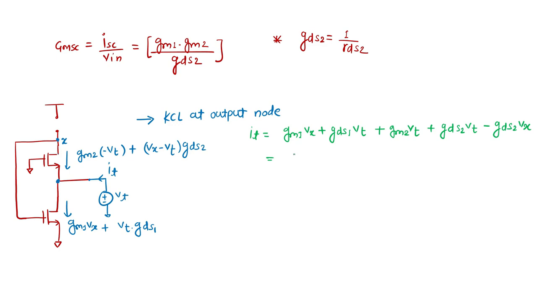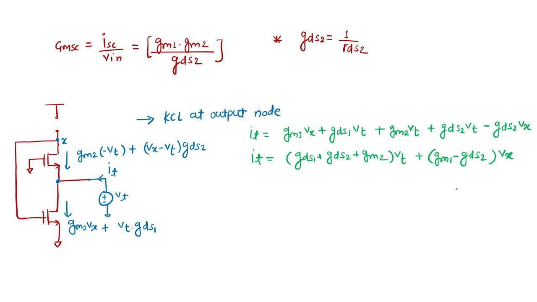First, we will separate the Vt terms. What are the Vt terms? The Vt terms are GDS1 plus GDS2 plus GM2. And what are the Vx terms? Only two Vx terms are there: GM1 minus GDS2, times Vx. So it is your IT.